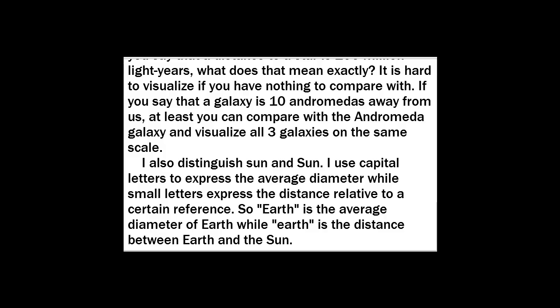Also distinguish sun and Sun with capital letters. I use capital letters to express the average diameter, while small letters express the distance relative to a certain reference. So Earth is the average diameter of Earth, while earth with small letters is the distance between Earth and the Sun.